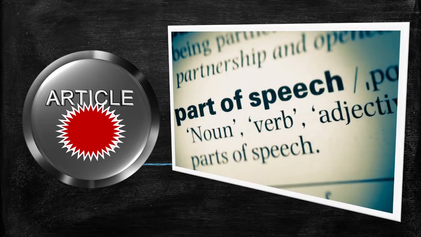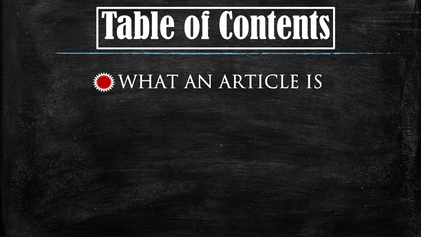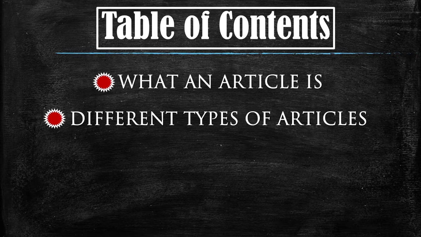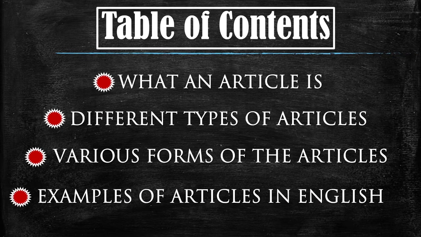Today we shall be looking at the article as one of the parts of speech in the English language. In our table of contents, we shall be looking at what an article is, the different types of articles that we have, the various forms of the article, and the examples of articles in English.